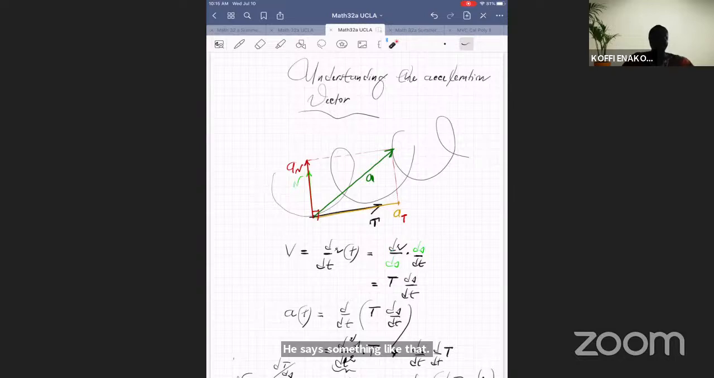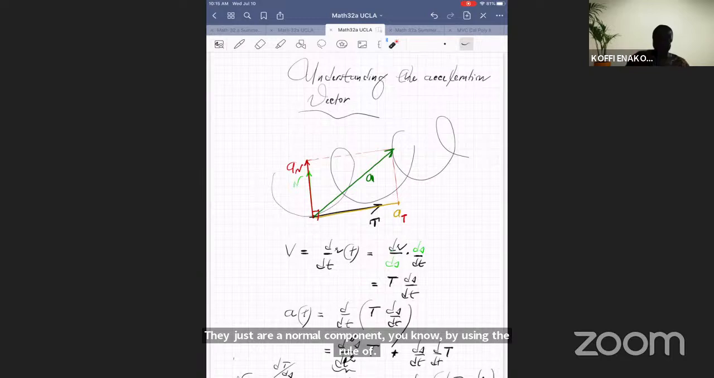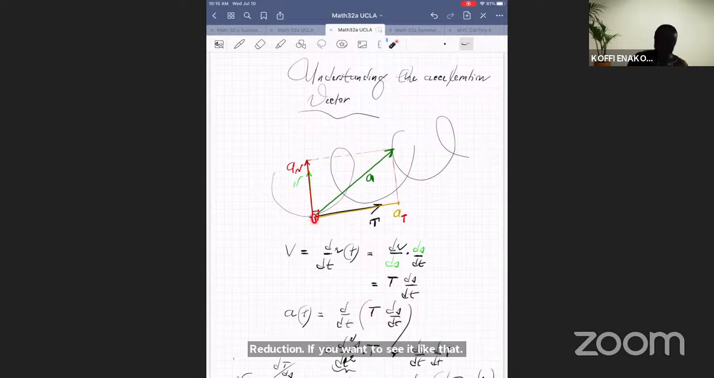Now, if it is any arbitrary motion, and I have the acceleration vector like this, at each of the points of the motion, I can decompose this acceleration into a tangential and normal component, by using the rule of projection, if you want to see it like that. And the objective of this section is to be able to tell what is the tangential component. I mean, what is the magnitude of the vector if you do the projection here, and what is the orthogonal. This is the parallel projection, and this one is the orthogonal projection.